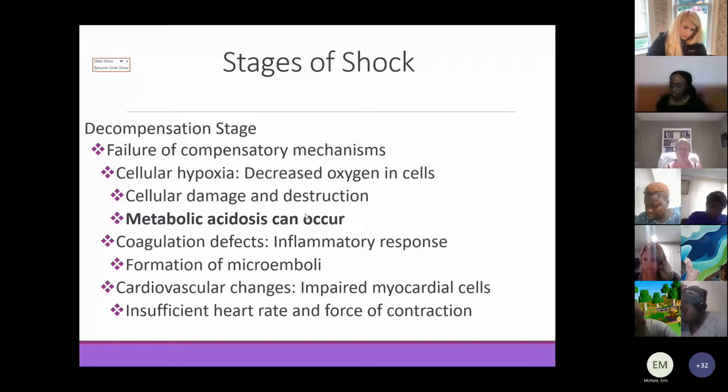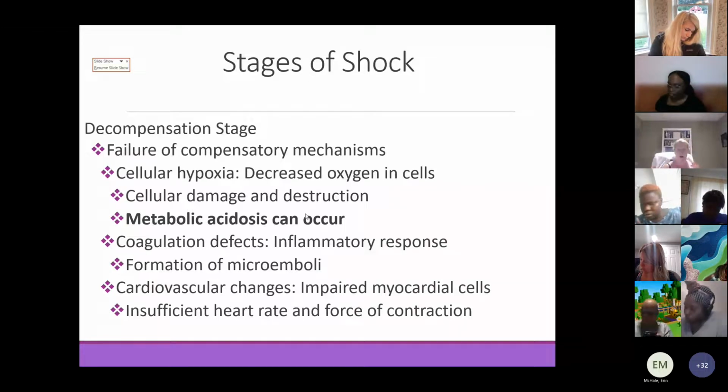We might see coagulation defects. Our body's going to create this inflammatory response. Sometimes our bodies will develop these little microemboli that circulate throughout the body, which can go to your lungs, it can go to your heart. Sometimes they clump together and they cause a bigger DVT or a pulmonary embolism.